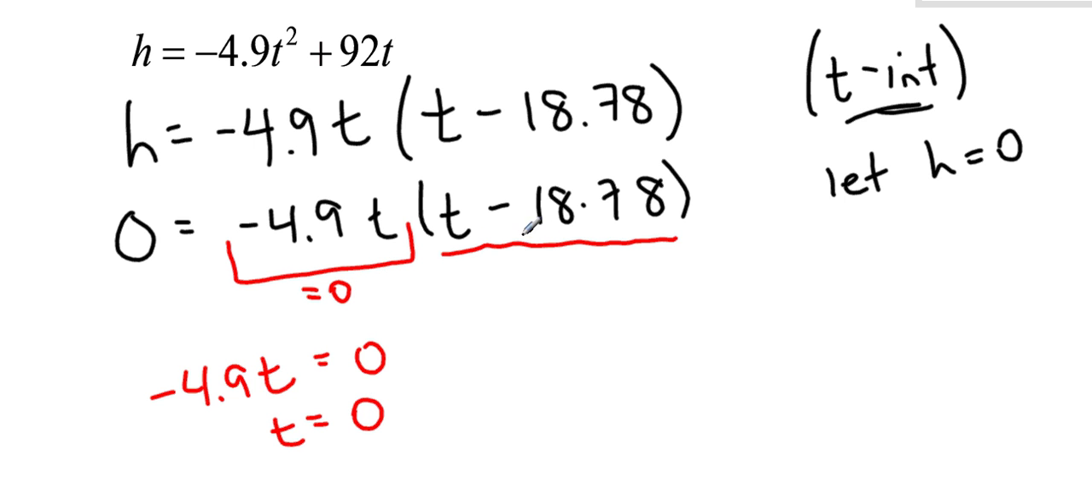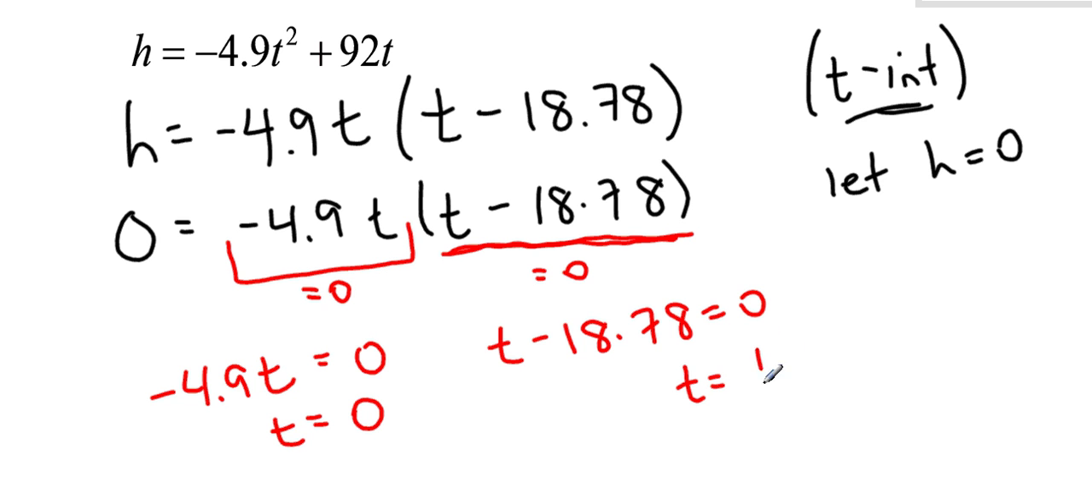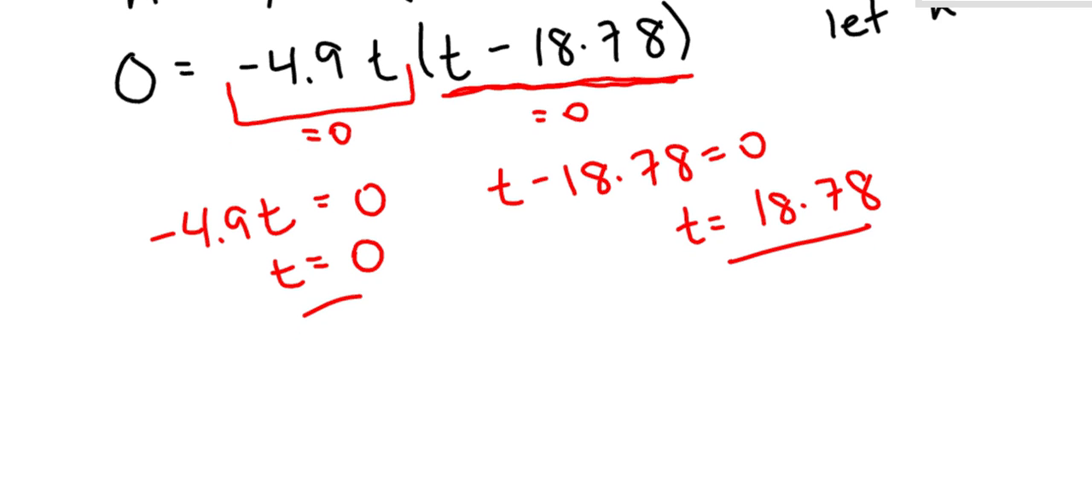Now, the opposite is also true. If this thing was equal to 0, it doesn't matter what's over here. If this is 0, 0 times anything is 0. So we need to figure out what makes that bracket 0 by doing simple equation solving. So there's my second root. So I have now found the two roots of this particular equation.